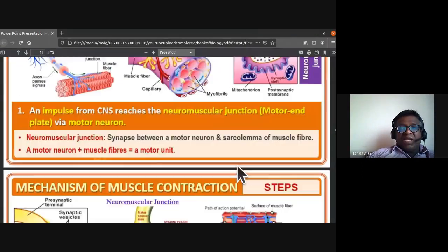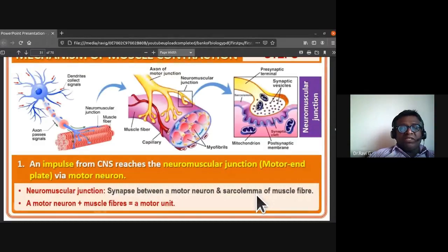An impulse from the central nervous system reaches the neuromuscular junction, the motor end plate, via a motor neuron. The neuromuscular junction is a synaptic region between a motor neuron and the sarcolemma of the muscle fiber. Here they have boxed it up. You can see that it is the synapse between a motor neuron and the sarcolemma of the muscle fiber.